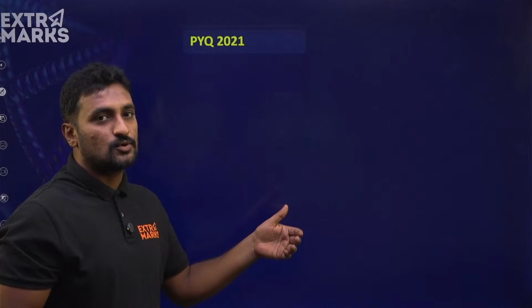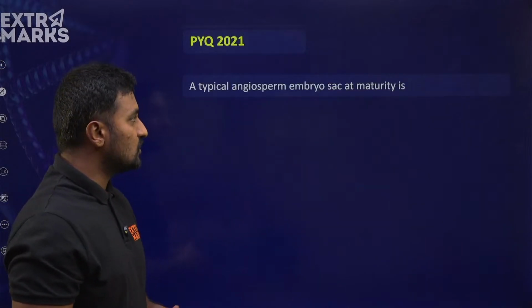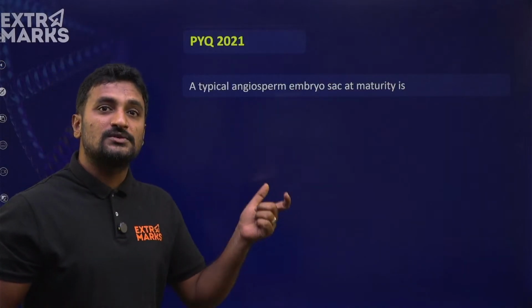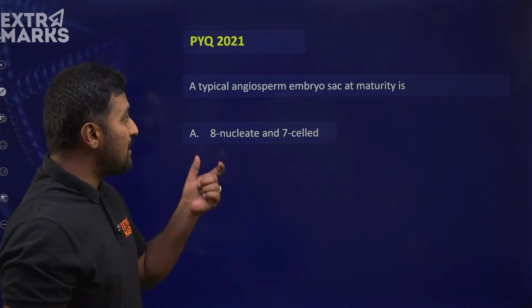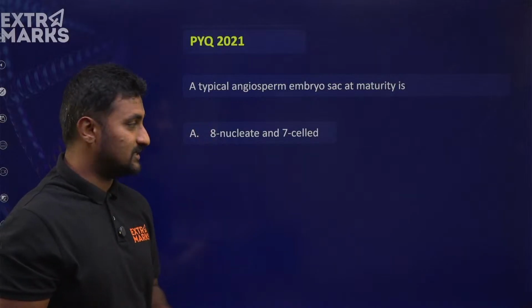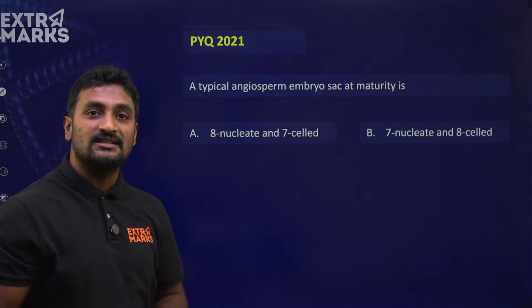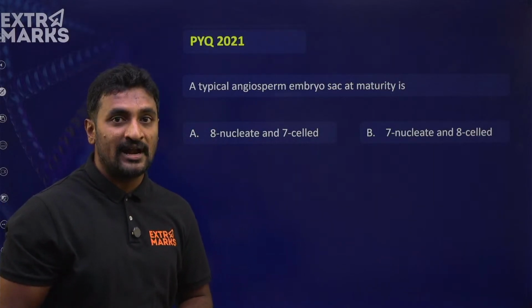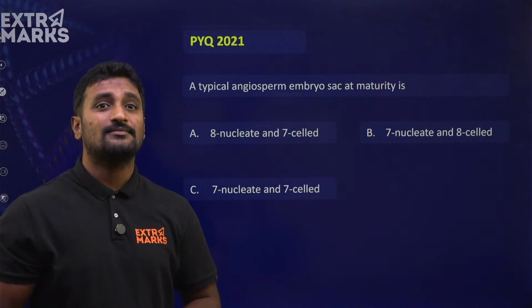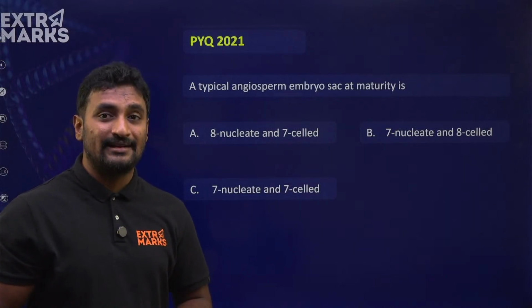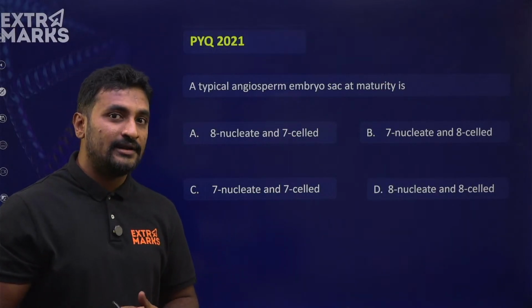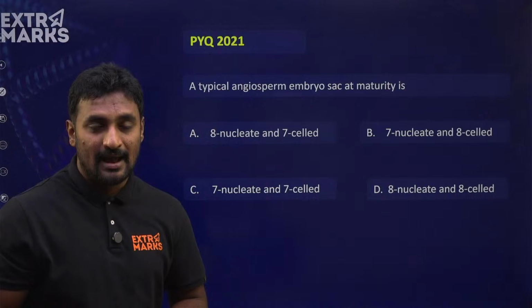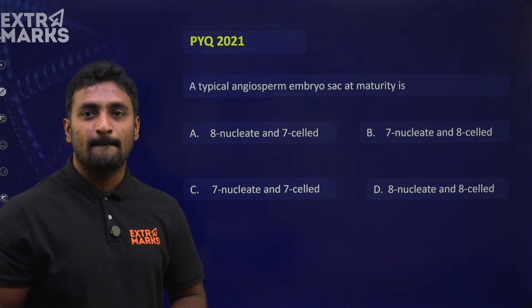Now, there was a question in 2021 which was asked on this particular diagram, and the question was, a typical angiosperm embryo sac at maturity is: A, 8-nucleate and 7-celled; B, 7-nucleate and 8-celled; C, 7-nucleate and 7-celled; and D, 8-nucleate and 8-celled. Please write the answer in the comment section.